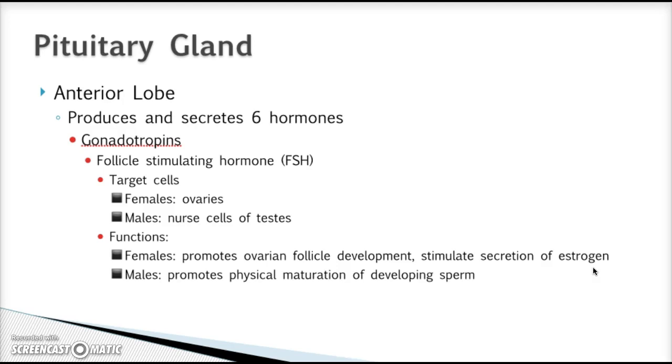The other gonadotropin is follicle-stimulating hormone, FSH. Again, it targets the ovaries in the female and the nurse cells of the testes in the male. Like the name suggests, the ovarian follicles will begin to develop in response to FSH. The eggs are located in the follicle. In males, the nurse cells promote physical maturation of the developing sperm cells.